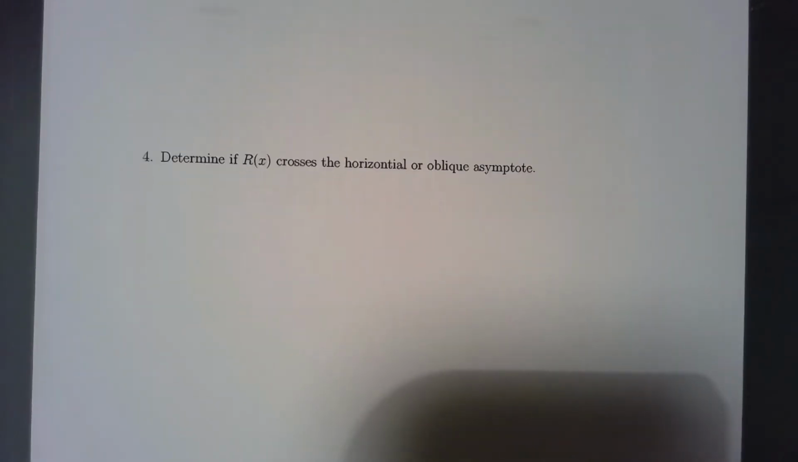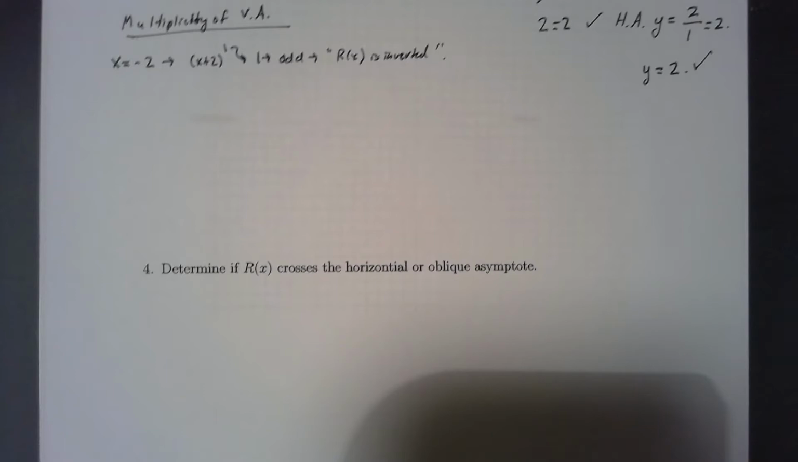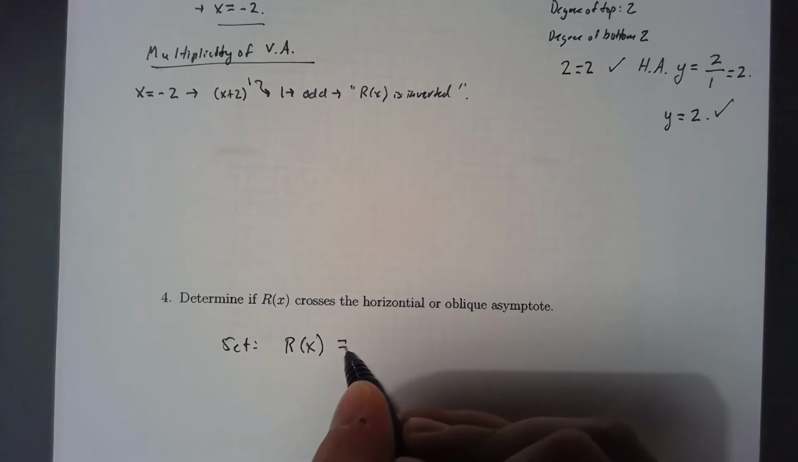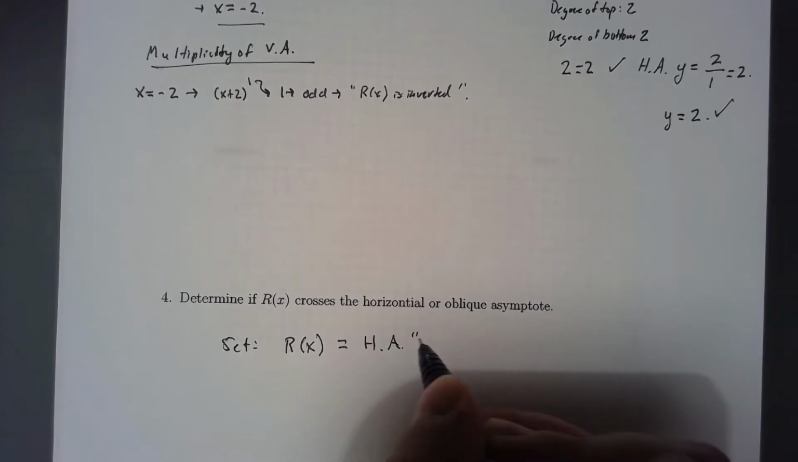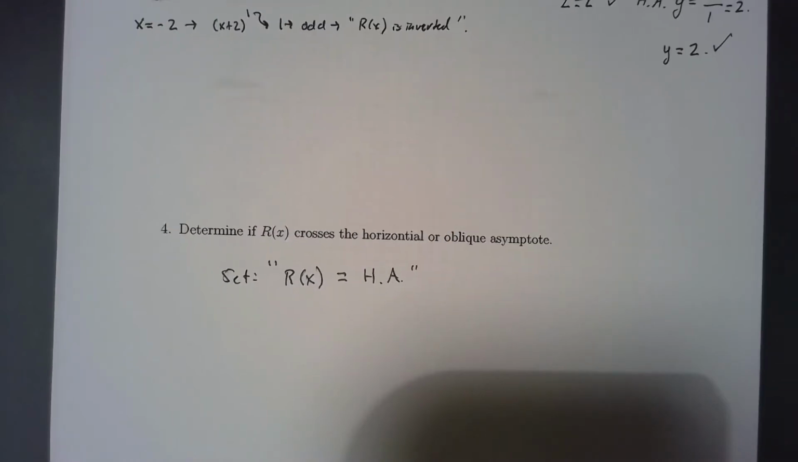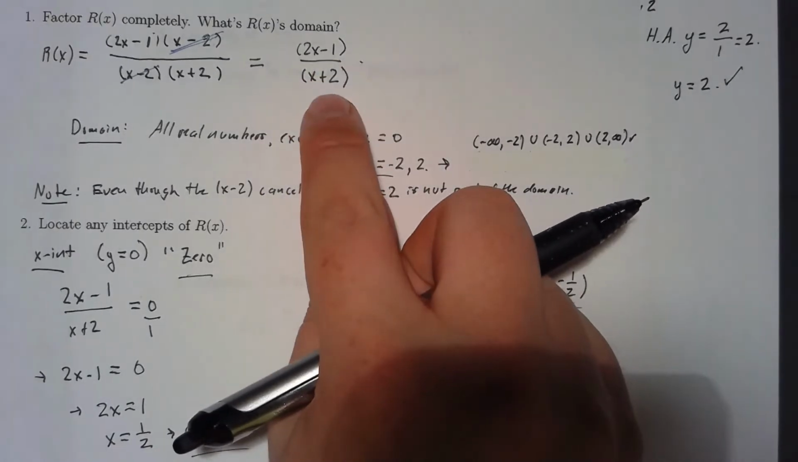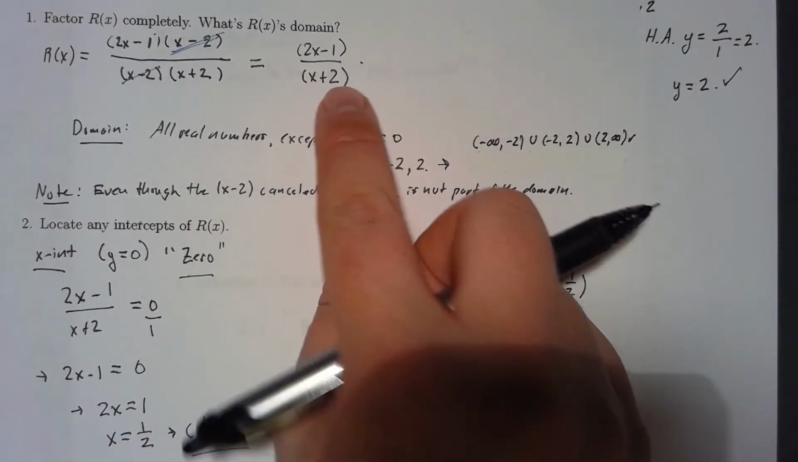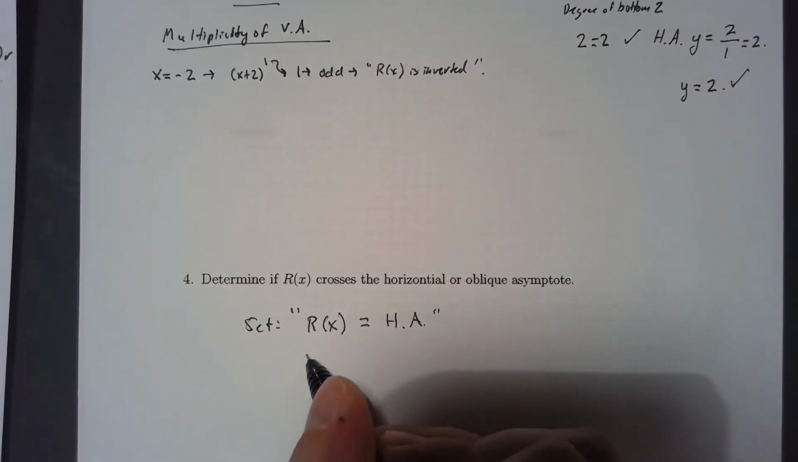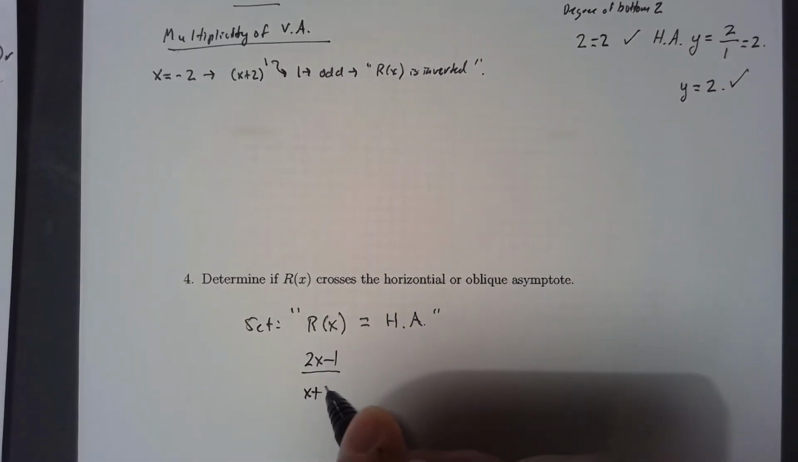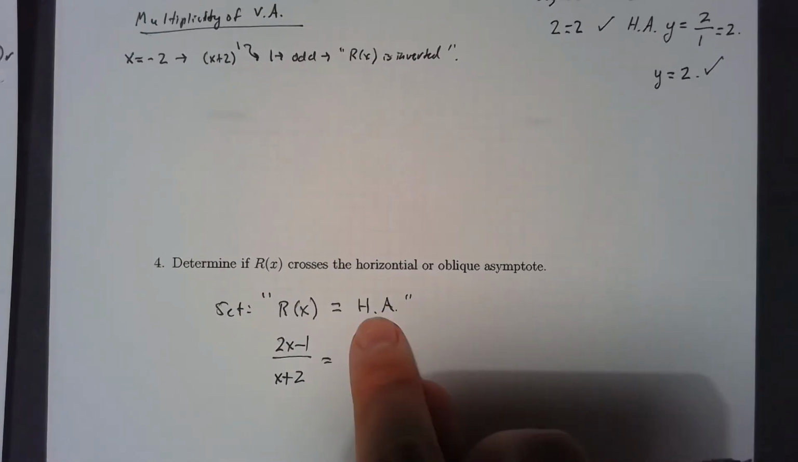All right. Now determine if my function crosses the horizontal asymptote. Does it? How do I know? Set R of x equal to your horizontal asymptote. So my function is what? It reduced to be 2x minus 1 over x plus 2. It reduced to be that. So set that equal to my horizontal asymptote, which is 2.